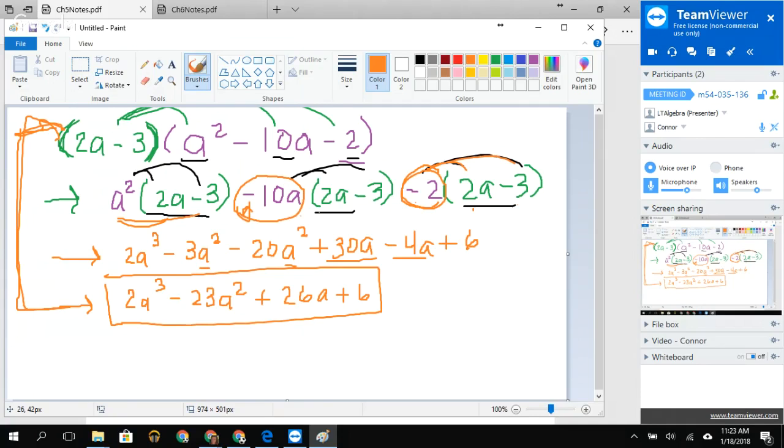So that is that. Make sense? Does that work, Connor? All right, cool. So as long as you can do number 21, everything else should be cake. Should be easy.